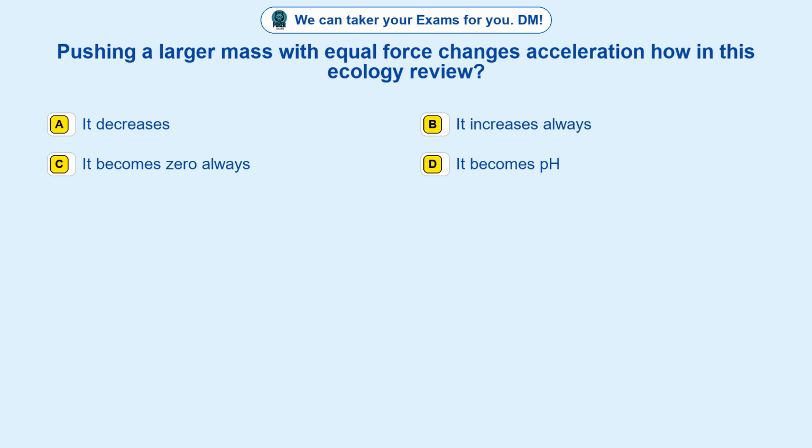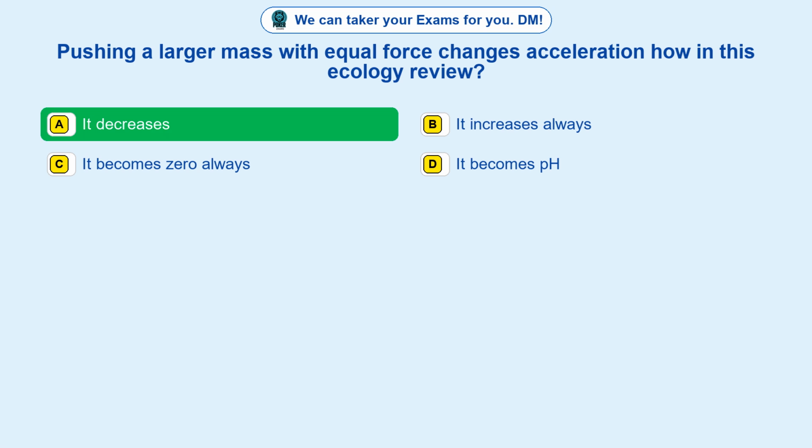Question 58. Pushing a larger mass with equal force changes acceleration how in this ecology review? Option A, it decreases. Option B, it increases always. Option C, it becomes zero always. Option D, it becomes pH. The correct answer is option A, it decreases.